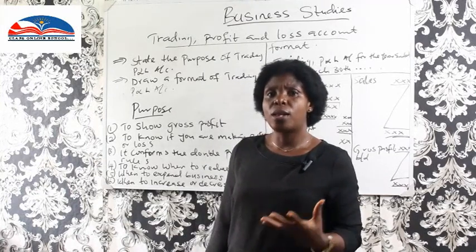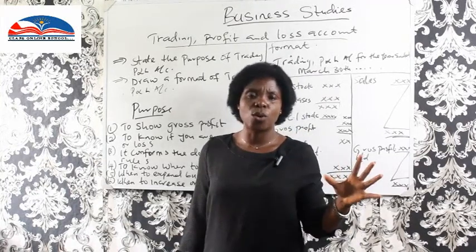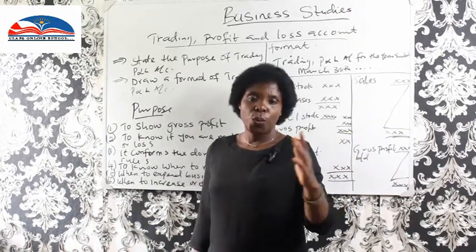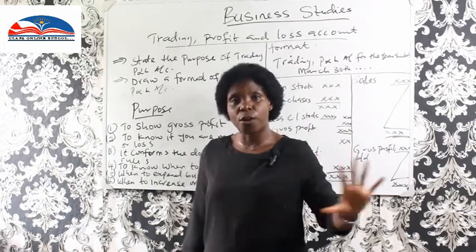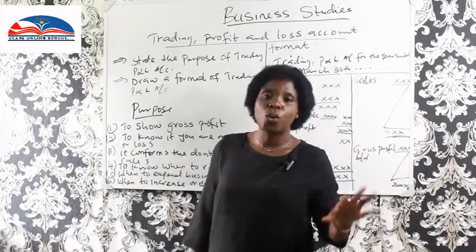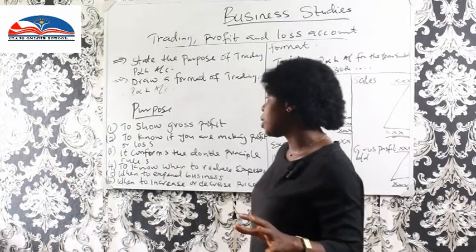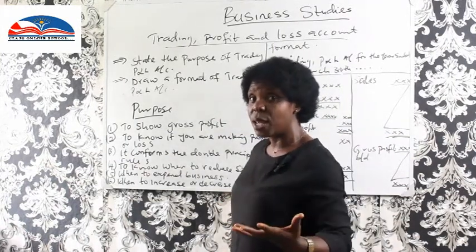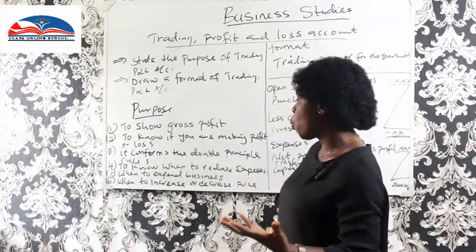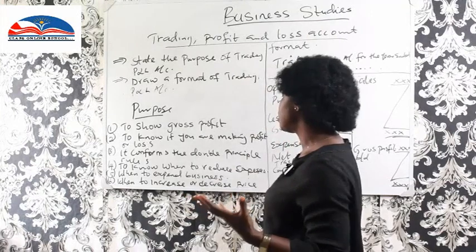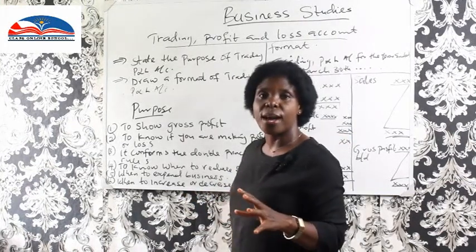There is what we call departmental stores in business accounting, where you look at different products, if you are running different products, and see the one that is making more profit and see how you're going to go into it. So trading profit and loss account helps us to know whether we're expanding the business because we're making more profit, or we are reducing. Then it helps us to know when to decrease or increase price.